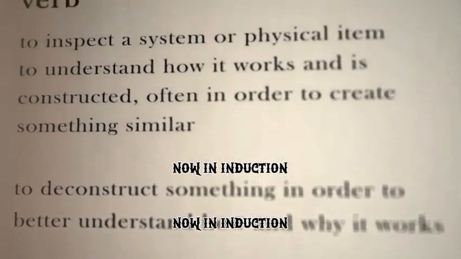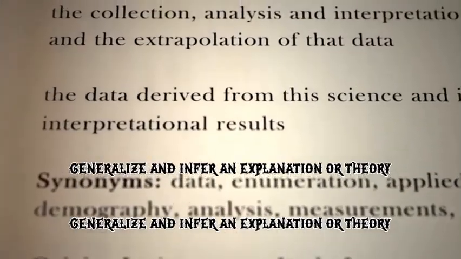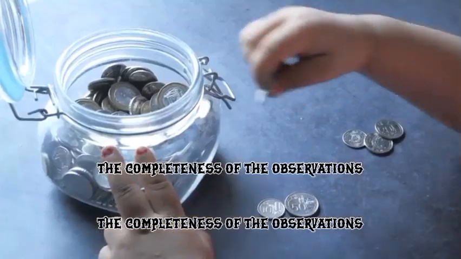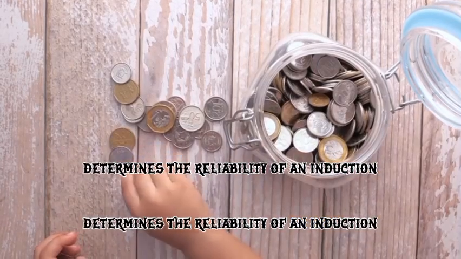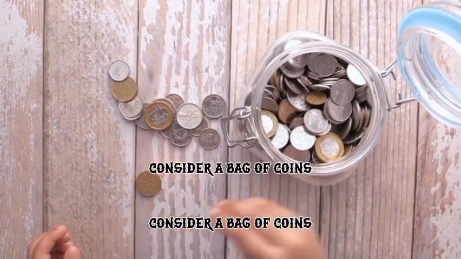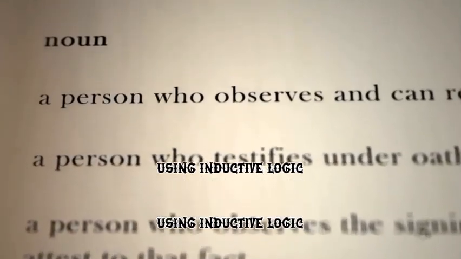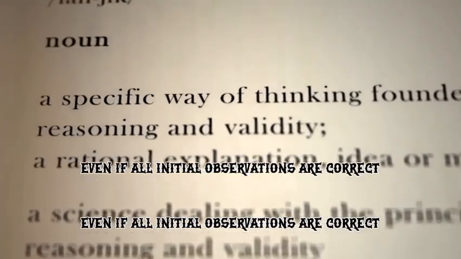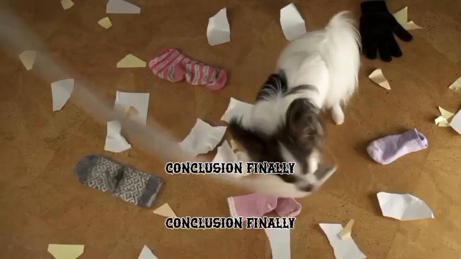Now, in induction, you observe, find a pattern, generalize, and infer an explanation or theory. The completeness of the observations determines the reliability of an induction. Consider a bag of coins. You take 3 penny coins from it. Using inductive logic, you could say all the coins in the bag are pennies. Even if all initial observations are correct, inductive reasoning does not guarantee the correct conclusion.